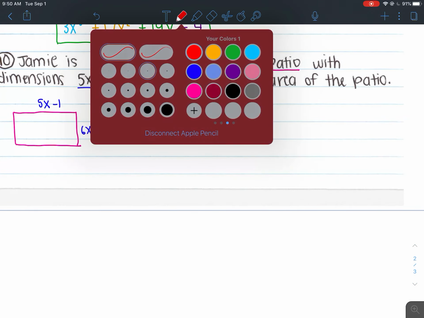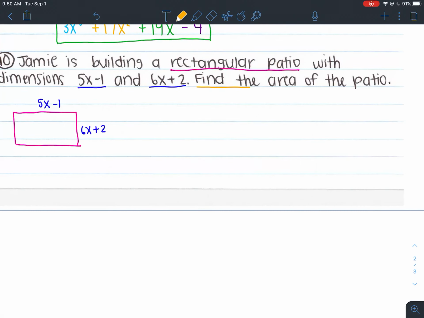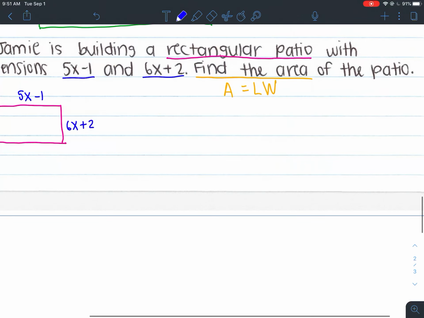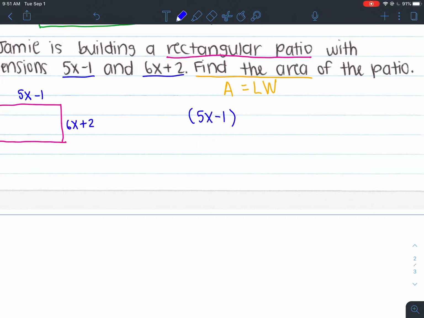So it says find the area. Well, how do I find the area of a rectangle? To find the area of a rectangle, you would do length times width. Well, do we know the length and width of this rectangle? Yes, they gave us the dimensions. Remember, dimensions are the lengths of the sides. So they gave us both side lengths of the rectangular patio. So we're going to multiply the length times the width. So you want to multiply 5x minus 1 times 6x plus 2.